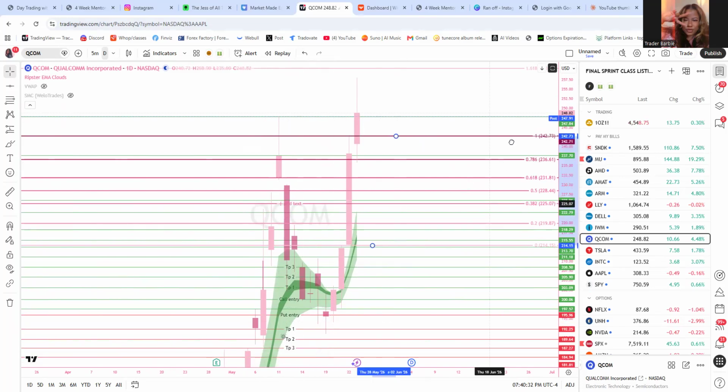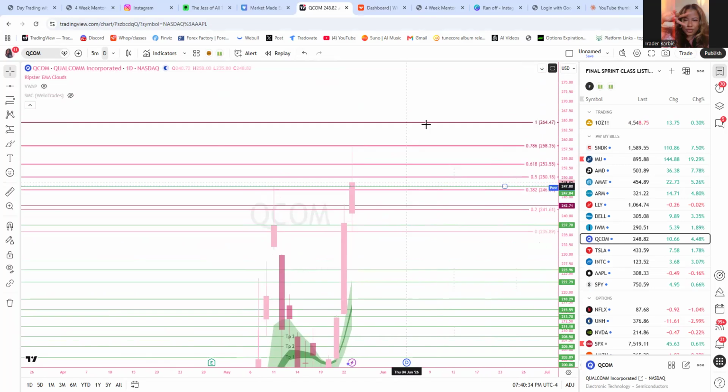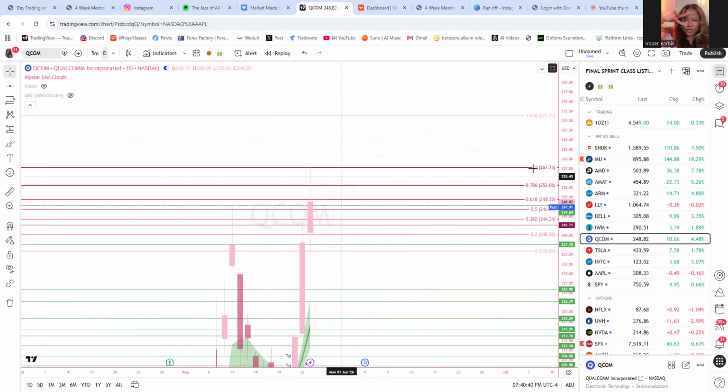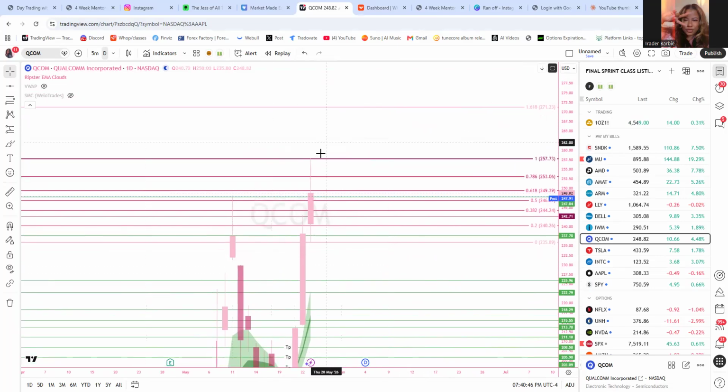So what I'm going to do here is move my fib up. Very simple on the trading, not trying to overcomplicate this. Move my fib up, okay? And if we break over 257.73, then we're taking it up to 271 within probably a week's time. So we're going to break, hold, and then hold our contract.